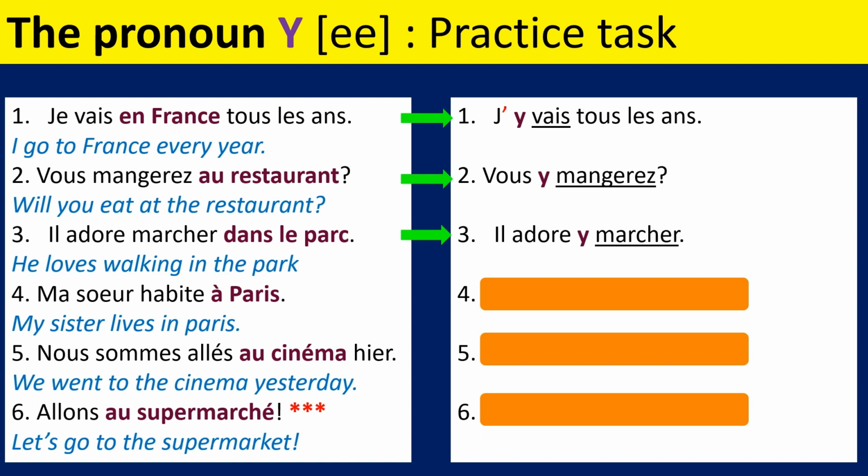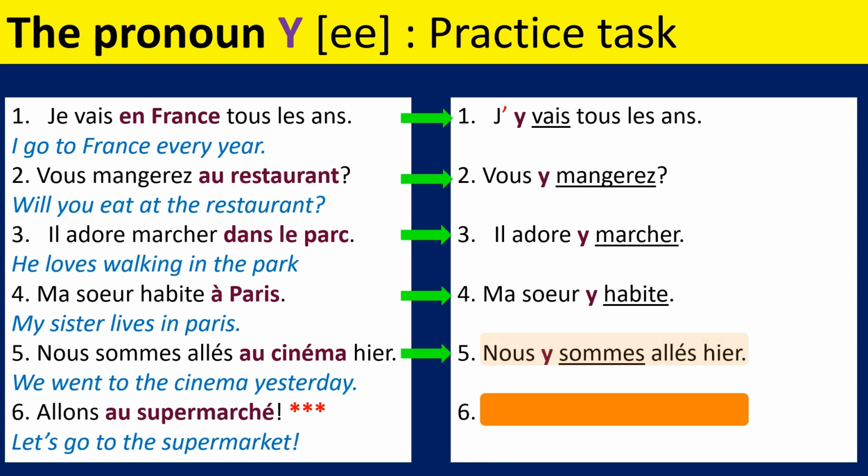Ma sœur habite à Paris. Ma sœur y habite. The pronoun goes before the verb. Nous sommes allés au cinéma hier. Nous y sommes allés hier, because sommes allés is the perfect tense, sommes is the auxiliary, therefore the pronoun goes before the auxiliary. And for the last one, allons au supermarché, let's go to the supermarket, we have allons-y.